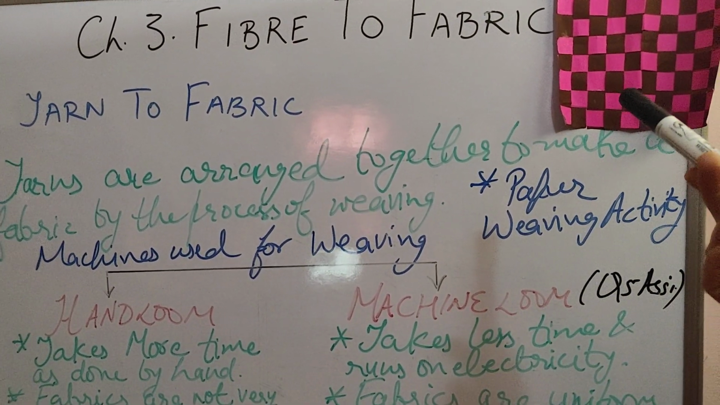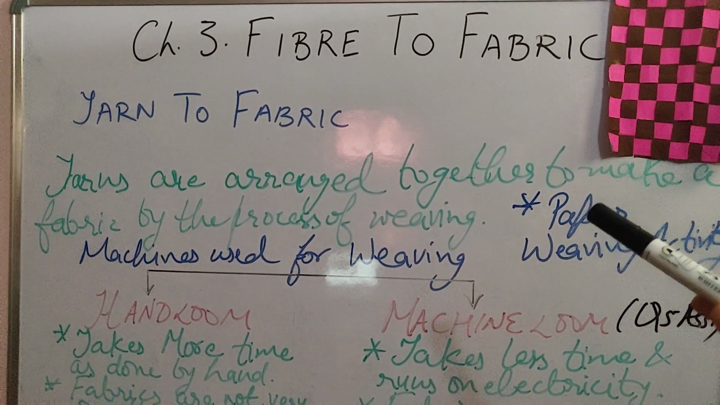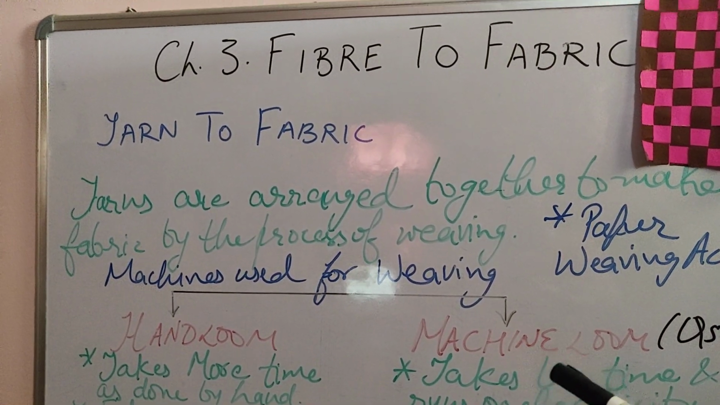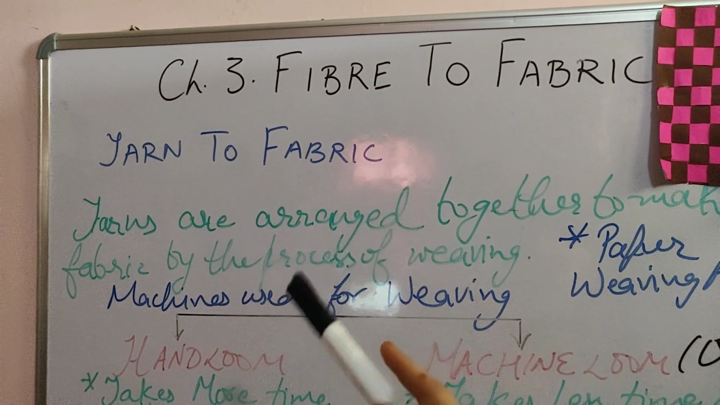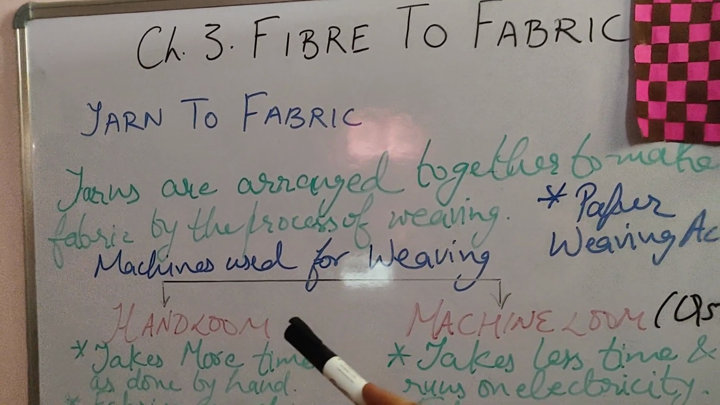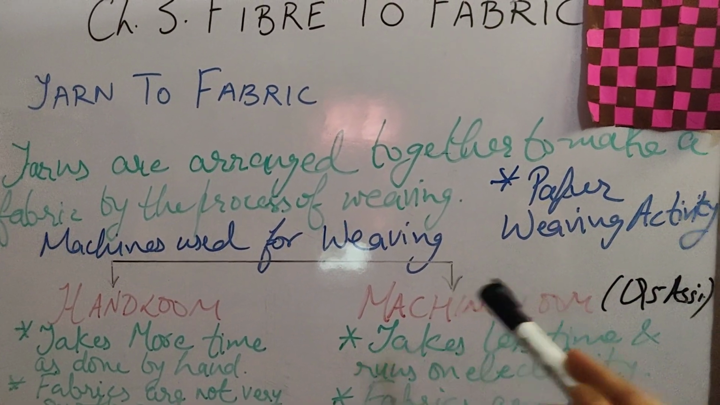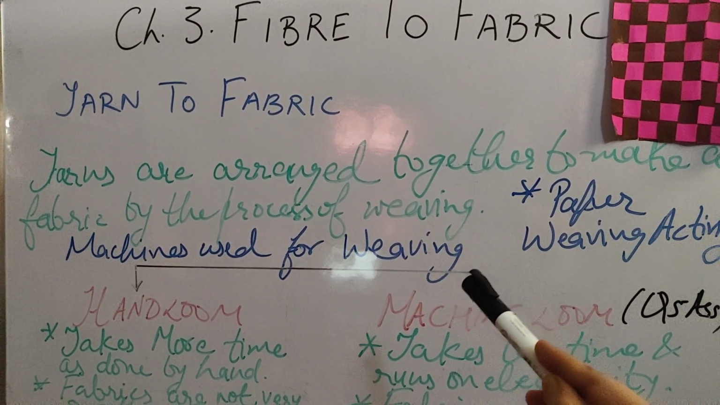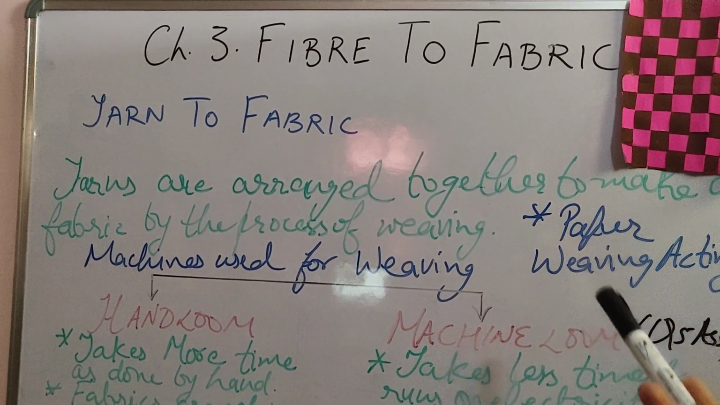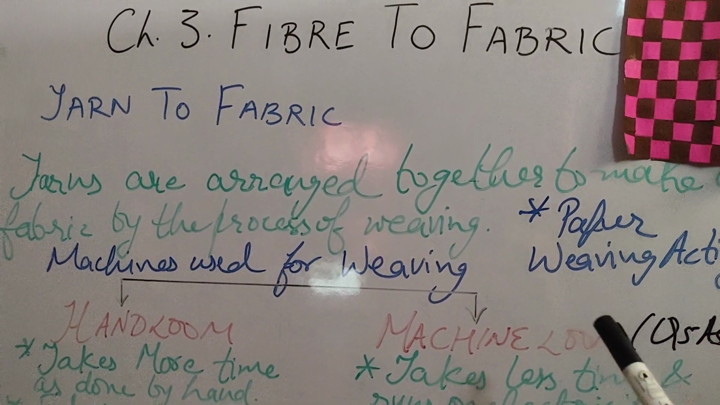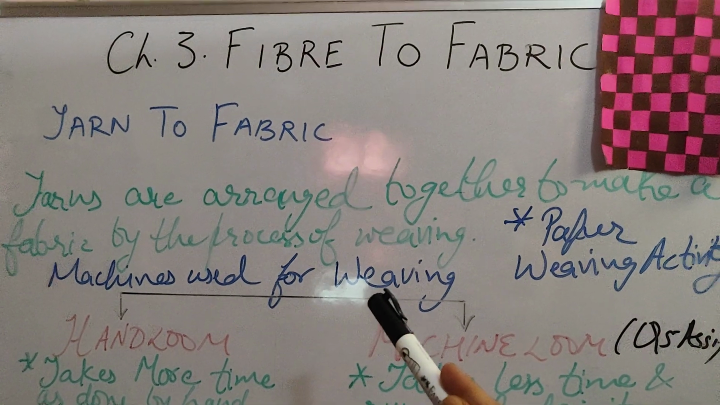So happy learning, and tomorrow, in your next class, we will cover yarn to fabric. It is done by 2 processes. One is weaving and another is knitting. Weaving we have already covered. So we will now be covering the knitting part in your next class, and then we will understand what is the difference between knitting and weaving.